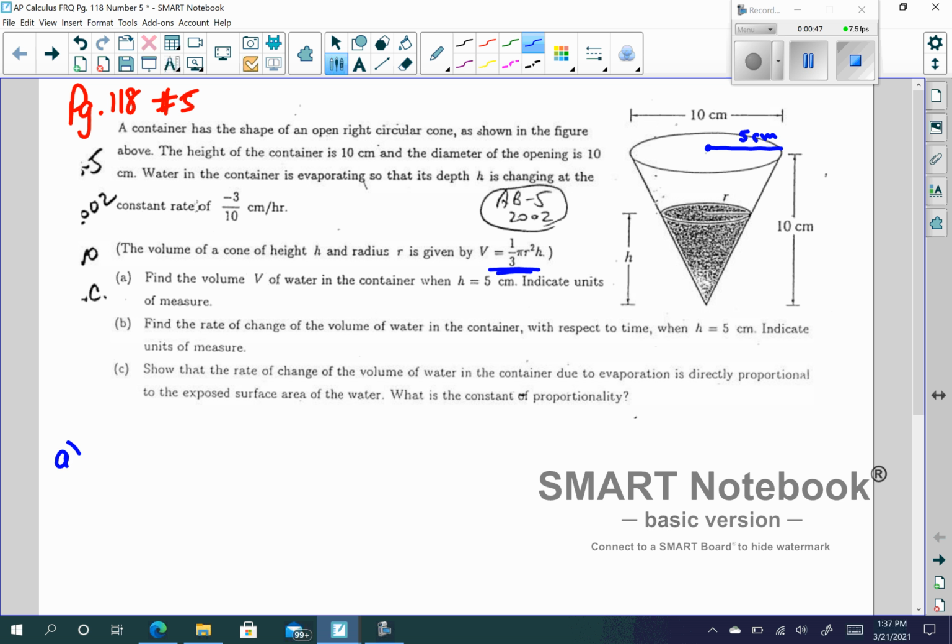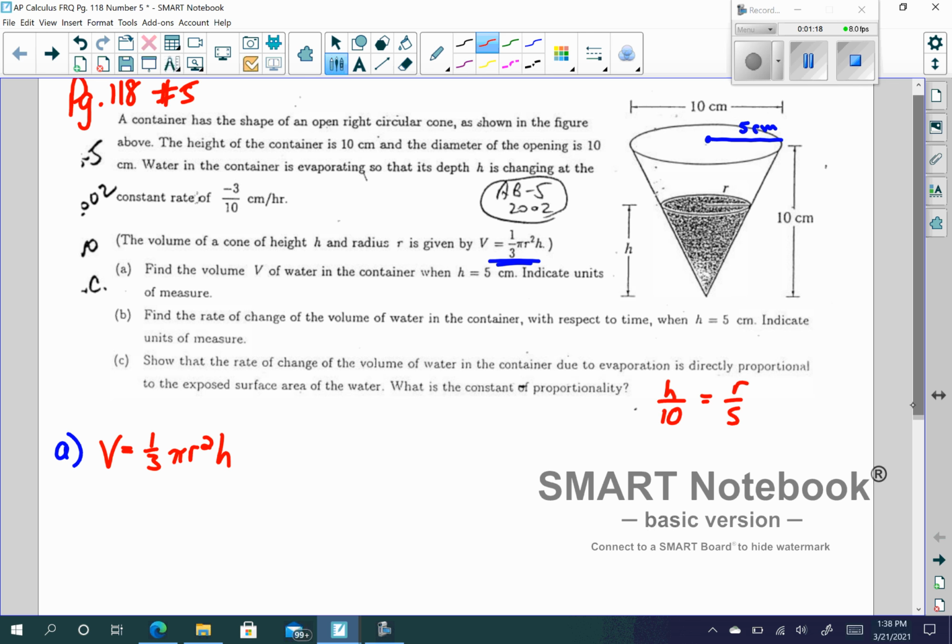So for part A, we want to find the volume V of water in the container when h is equal to 5 and indicate units of measure. So first, we'll start with the formula for volume. But notice h is just given to us. With just about every single problem we've seen like this, we do have to set up a proportion. So we're going to say h is to 10 as r is to 5. So we're going to solve this for r in terms of h.